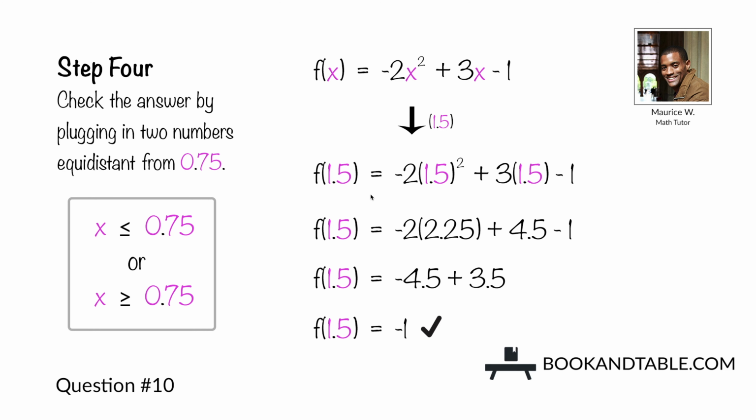And f of 1.5 is equal, here we have 1.5 squared, which gives us 2.25, and -2 × 2.25 is -4.5. Up here we have 3 × 1.5, which is 4.5, and 4.5 - 1 is 3.5. So we get -4.5 + 3.5, which is -1. So this confirms that f of x can be restricted for x is less than or equal to 0.75, or x is greater than or equal to 0.75. So that is the answer to question number 10.